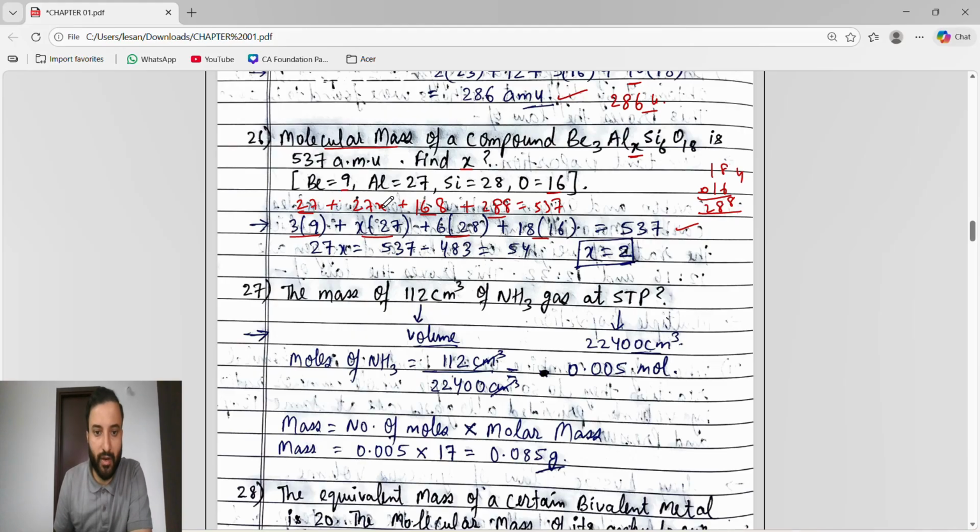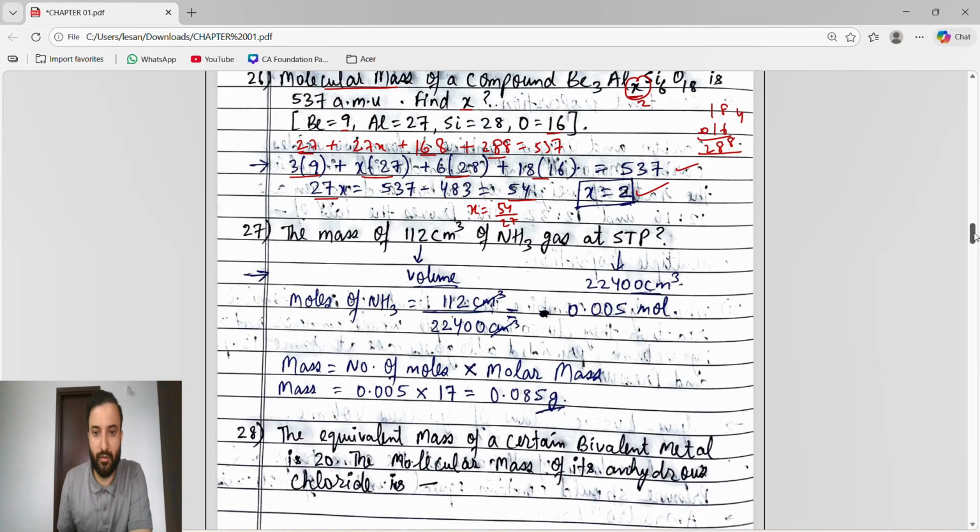So what we will write: 483 + 27x = 537. You have to find the 27x, so I will send the 483 to that side. So it will become 27x = 537 − 483, you will get 54. So x equals what? See, 27x = 54. So tell me, x equals what? 54 by 27. The x is 2. So this value should be Al2. B3 Al2 Si6O18. So Al is 2.